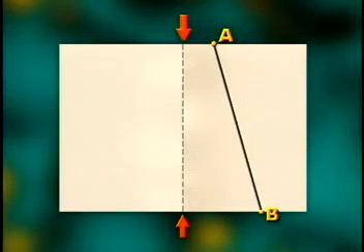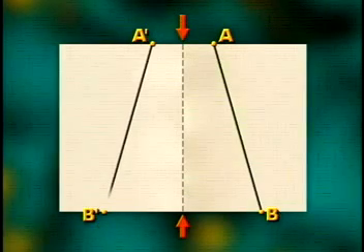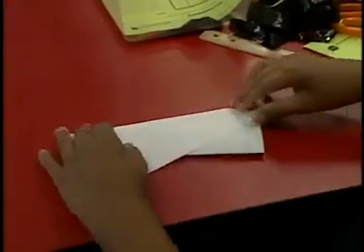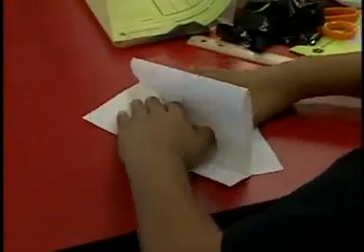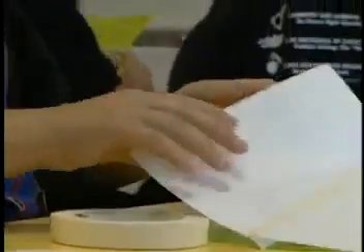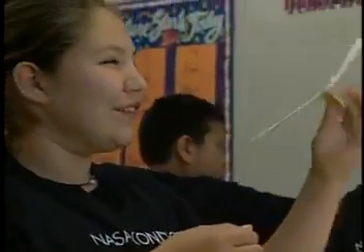Reflect line segment AB across the fold line. Call the reflection of point A, A prime, and the reflection of point B, B prime. Draw a line segment A prime, B prime. Fold back along line segments AB and A prime, B prime, forming the kite shape. Place a piece of tape firmly where line segment AB and A prime, B prime meet.